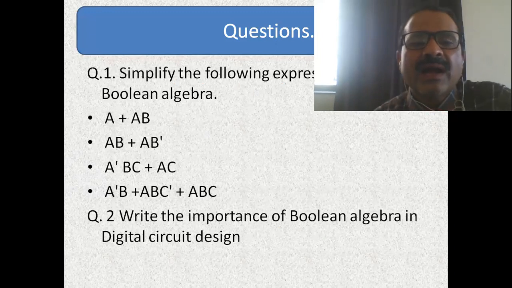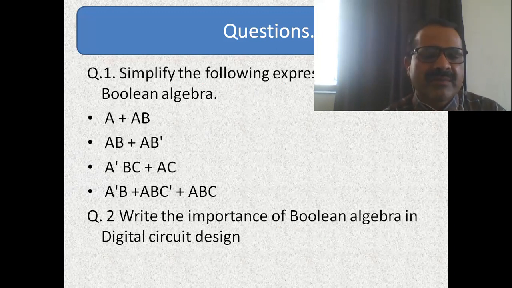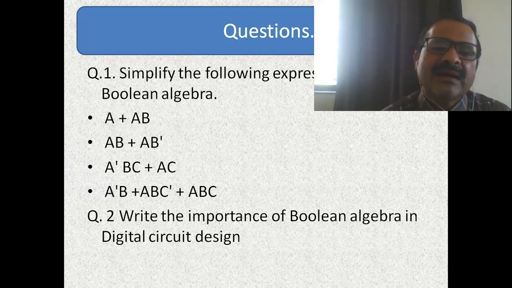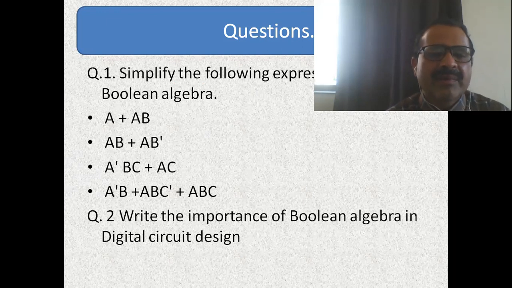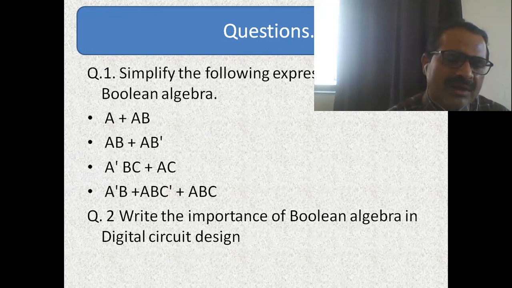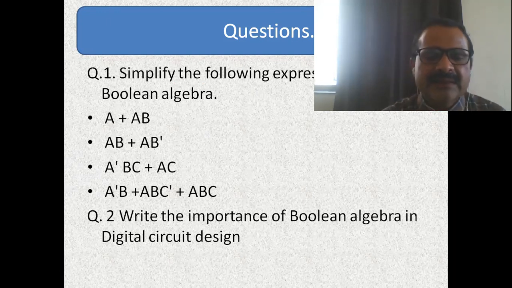Dear students, I'm going to give you question number 1. Simplify the following Boolean expressions by using the various basic identities of Boolean algebra. Number one, a plus ab. Number two, ab plus ab complement. Number three, a complement bc plus ac. Number four, a complement b plus abc complement plus abc. And question number two, write the importance of Boolean algebra in digital circuit.